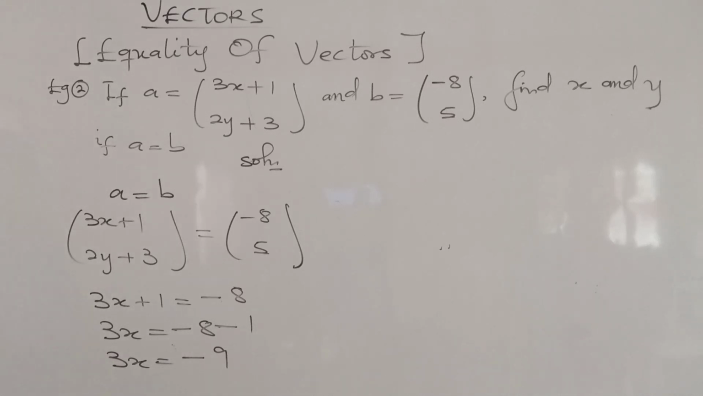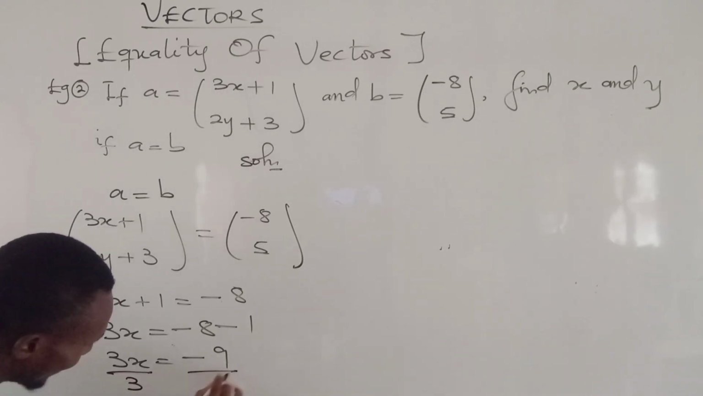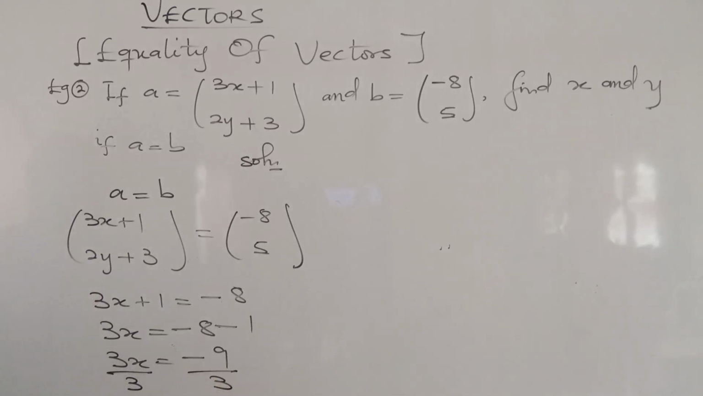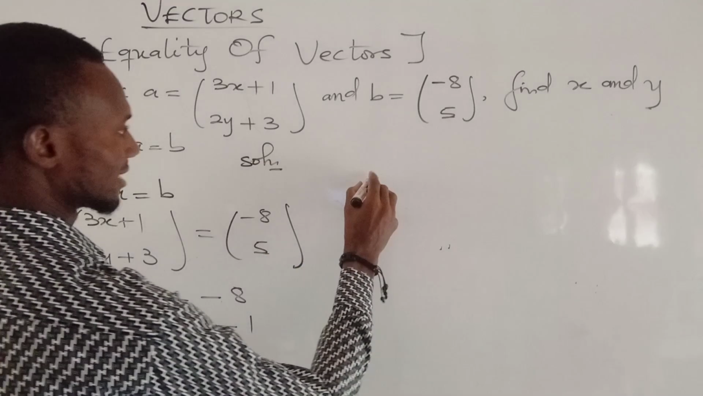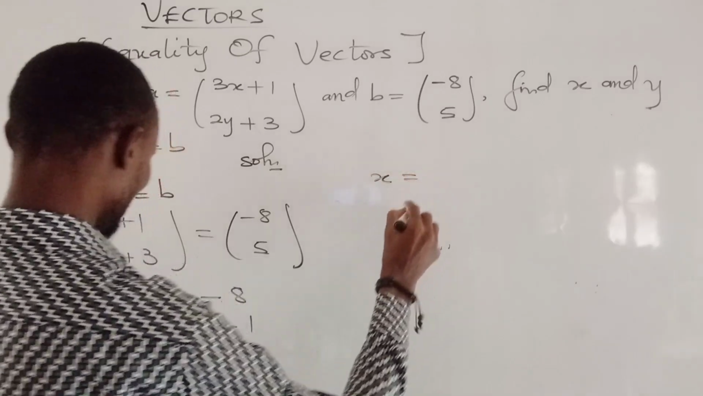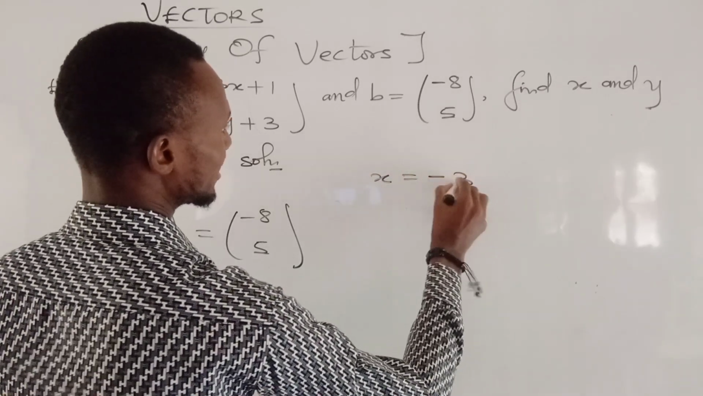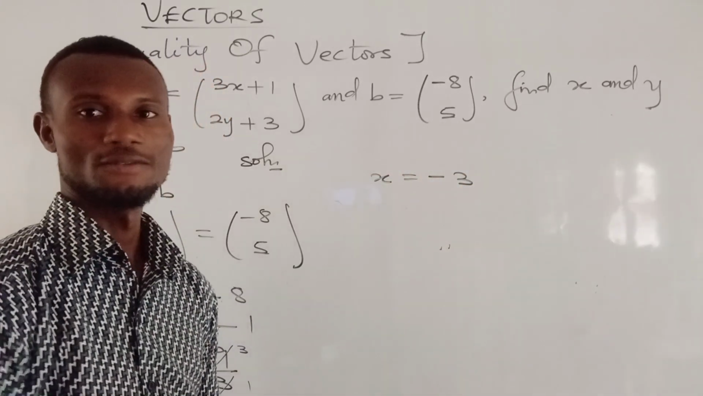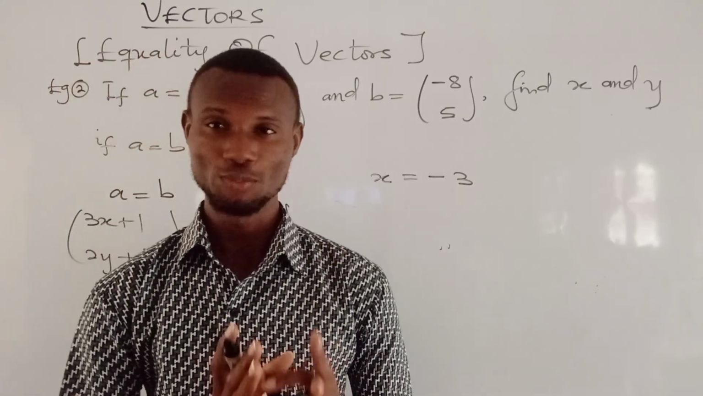From here, we just need to divide through by the coefficient of x, which is the 3, to get our x. So I'll divide here by 3, and divide here also by 3, so that this 3 and this 3 cancel away. 3 goes into 9, 3 times. Let me continue from here. So I have that x equals minus 3. That's the value of x, and I hope you understand.